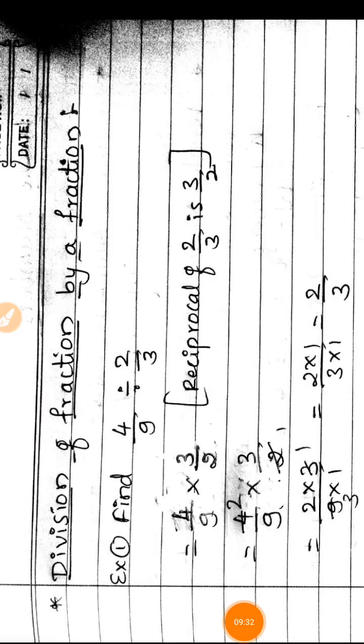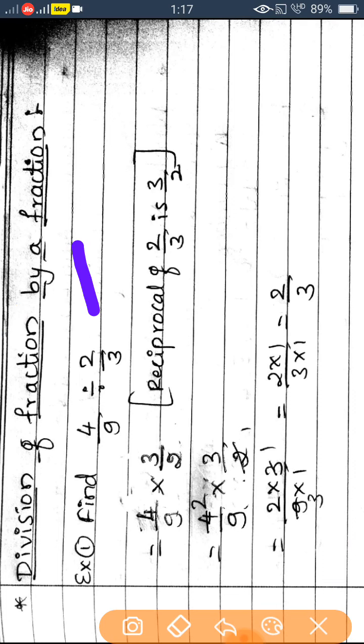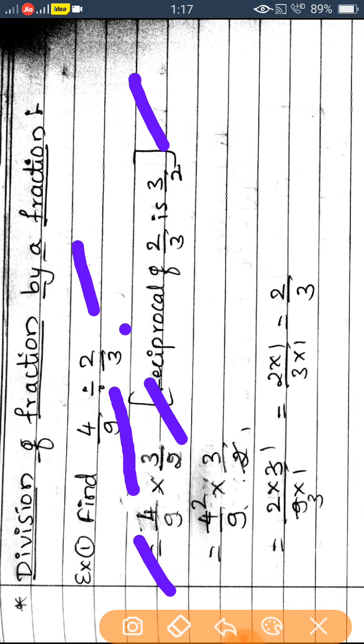Now the division of a fraction by a fraction. Fraction by fraction is very easy, just write the reciprocals. Same process: we convert division to multiplication by taking the reciprocal of the fraction after the division sign. See the first question, find 4 by 9 divided by 2 by 3. 4 by 9 I write as it is. Then I convert division to multiplication, taking the reciprocal of 2 by 3, which is 3 by 2.